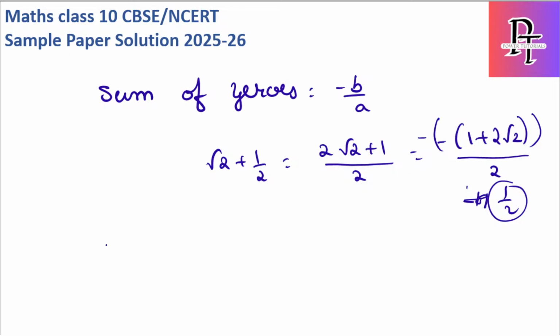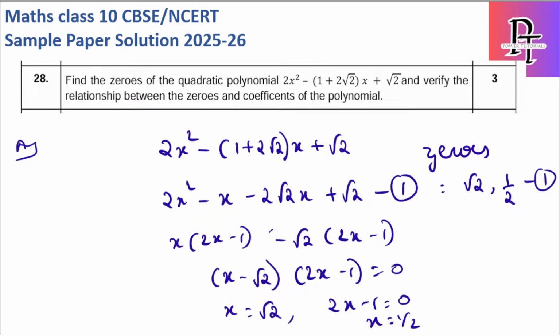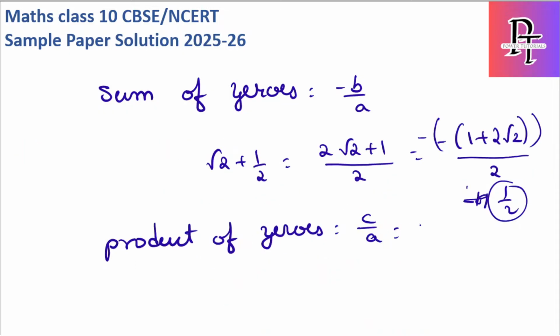And the next one, the product of zeros. The product of zeros of a quadratic polynomial is c by a. We need to verify whether both will be the same. C is nothing but the constant, so in this equation the constant is root 2 and the a value is 2. So we should get root 2 by 2, which is 1 by root 2. Let's see whether we are getting that.